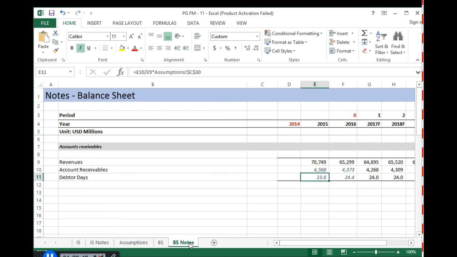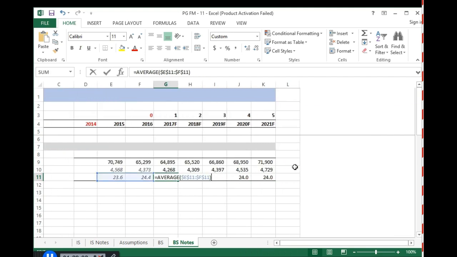So I go again to balance sheet notes. This is how I calculate debtor days. Any confusion so far? So this is for 15, this is for 16. These are the actuals which I have calculated. Now I can forecast the future based on that.